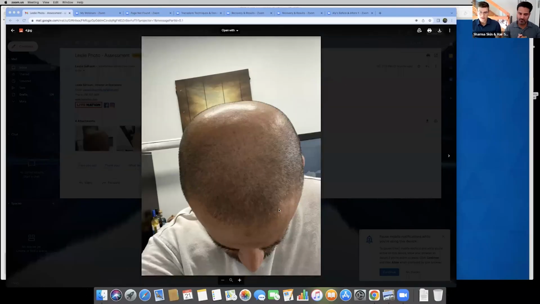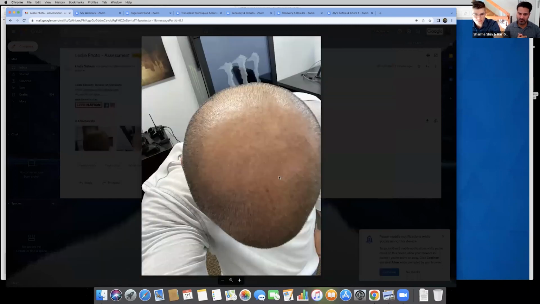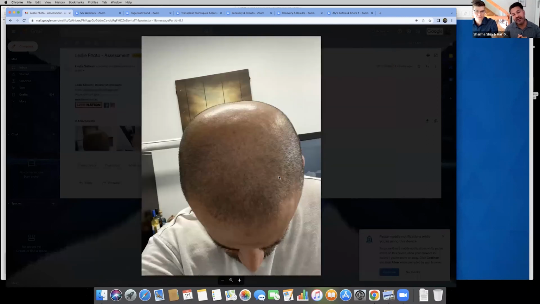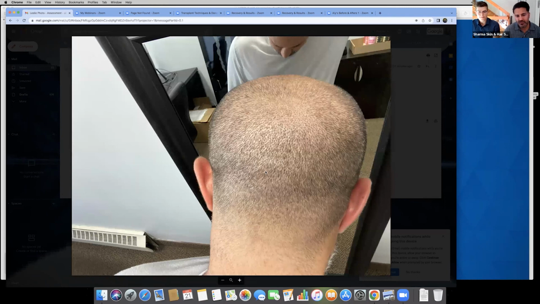Perfect. We have our very first late submission. Here we go. So just using the arrow keys, this gentleman has sent over a few photos. I believe there's 4 in total. Lovely. So what I can see from here is, obviously the donor area, he's got good yield in the back. I can't comment on the laxity, etc., but he is absolutely a possible candidate for a hair restoration procedure.